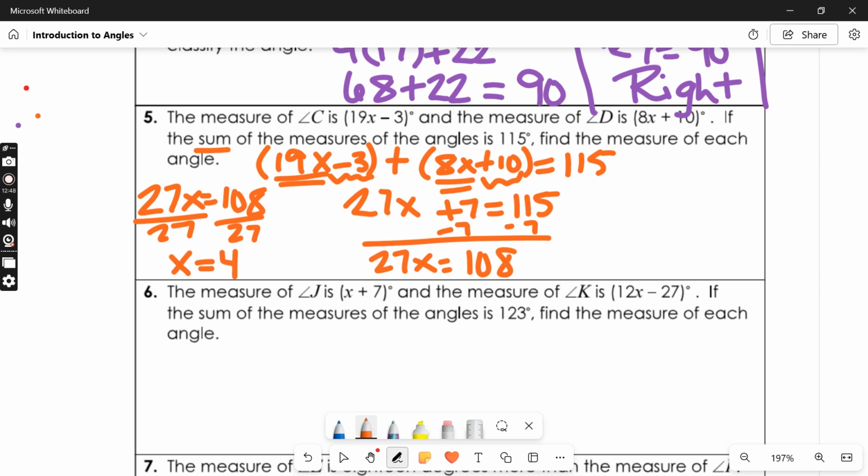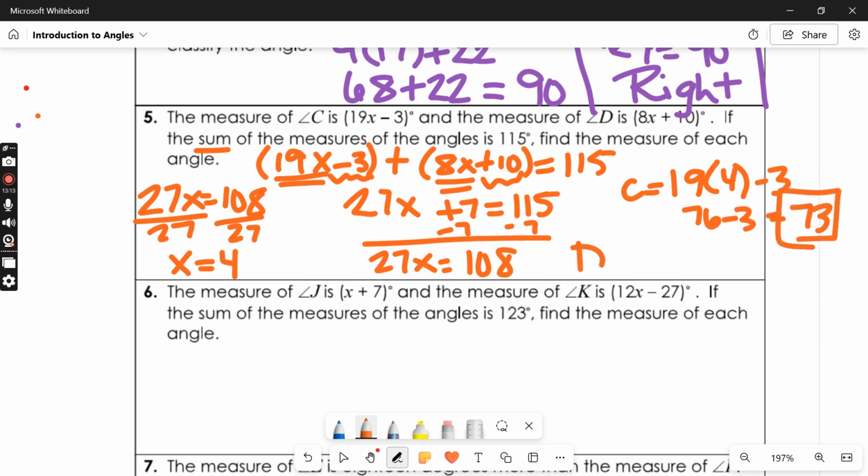It says find the measure of each angle. So what I'm going to do is I'm now going to plug that 4 into each angle. So for angle C, I'm going to do 19 times 4 minus 3. Okay, 19 times 4 is 76 minus 3, which is 73. So that's one of my answers. And then angle D is going to be 8 times 4 plus 10. 8 times 4 is 32. 32 plus 10 is 42. So that's my other answer.